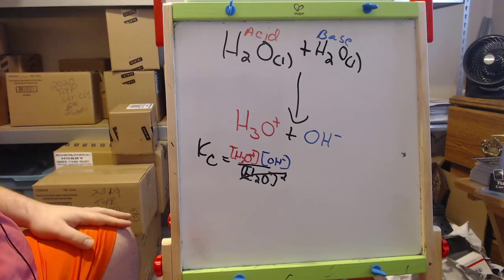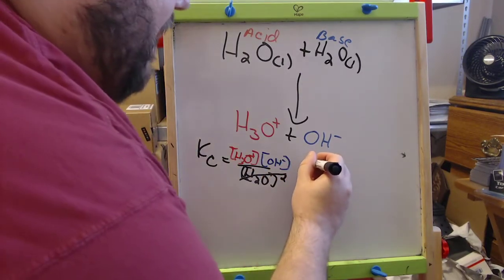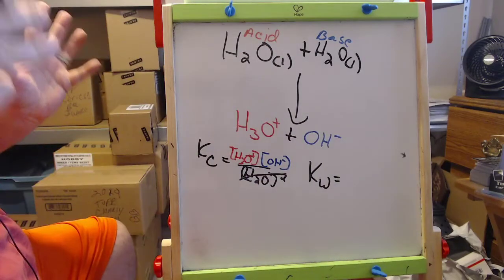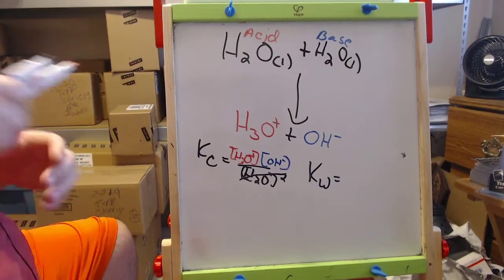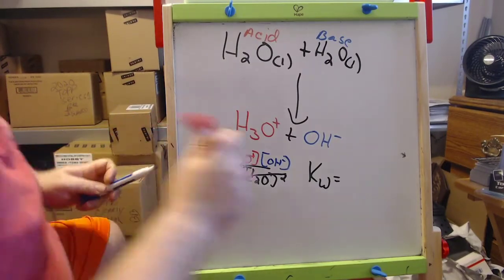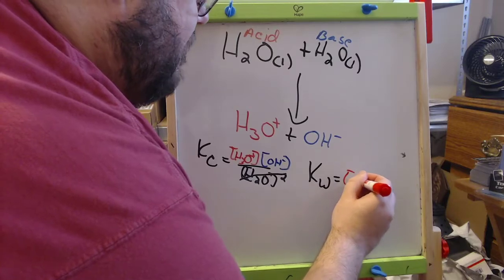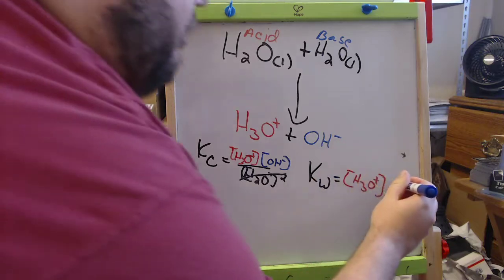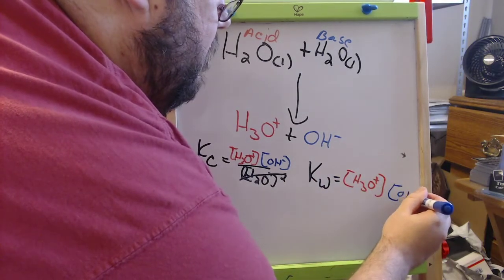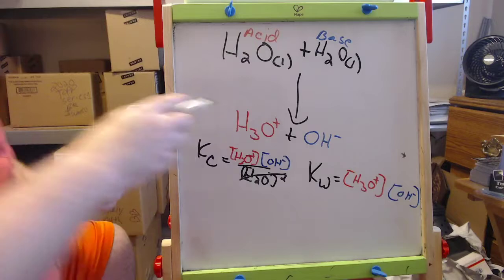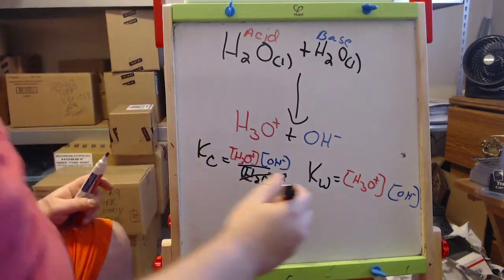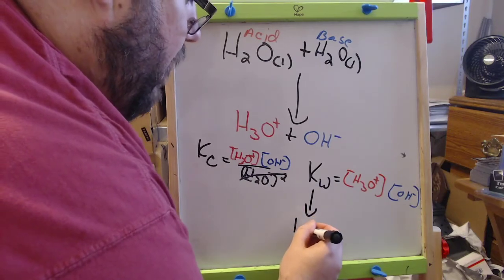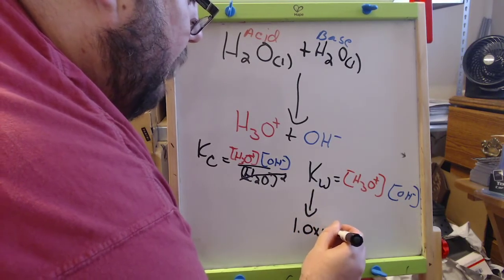So we get rid of Kc, and what we call it is the Kw, the constant due to water, or, again, the autoionization of water, which would then equal the concentration of H3O plus times the concentration of OH minus. In water, this value is equal to 1.0 times 10 to the negative 14th.